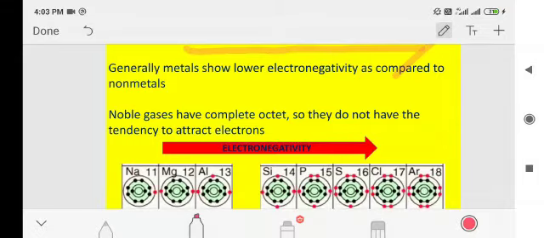And the last one here, this noble gas has a complete octet, that means a complete outermost shell. So they are neither interested in giving electrons nor interested in receiving electrons. So all the explanations which I am giving on this page are applicable only up to the seventh group, not for a noble gas.